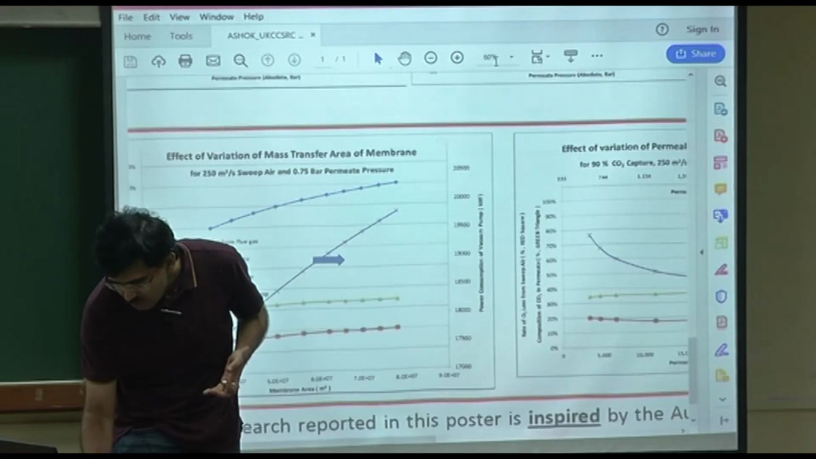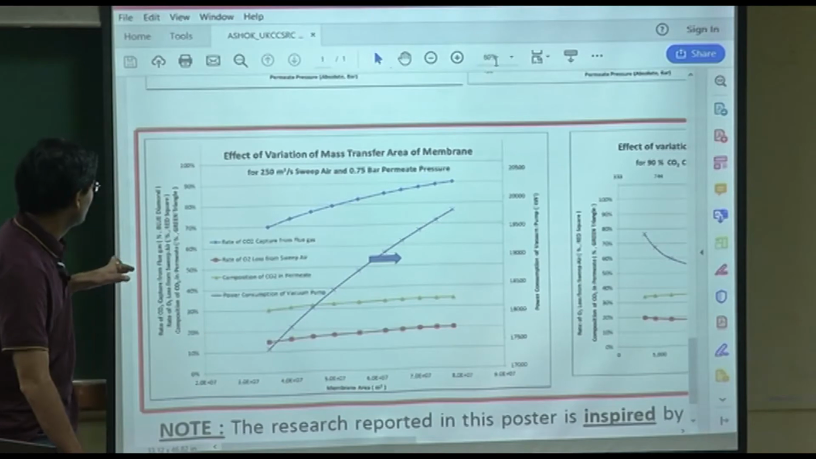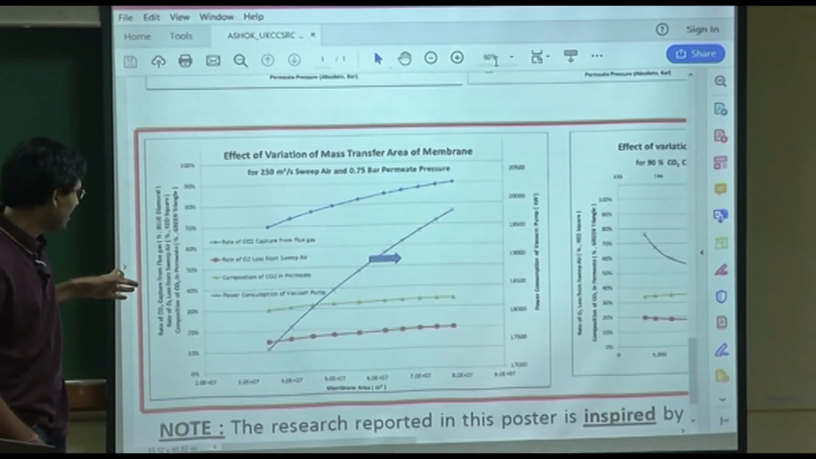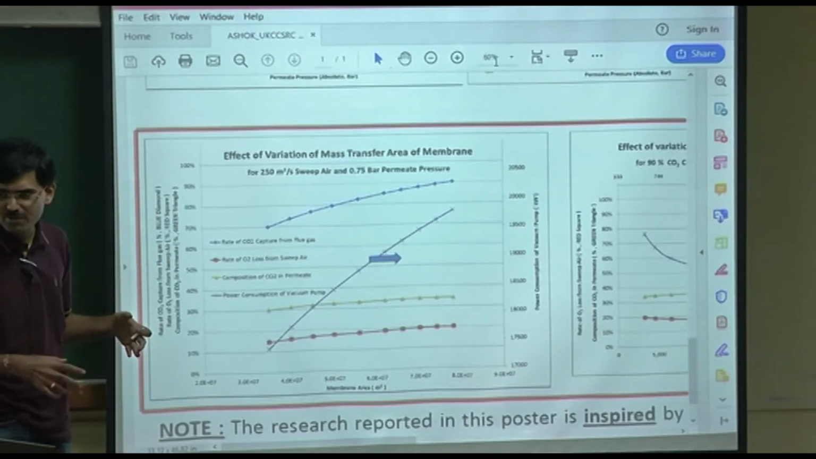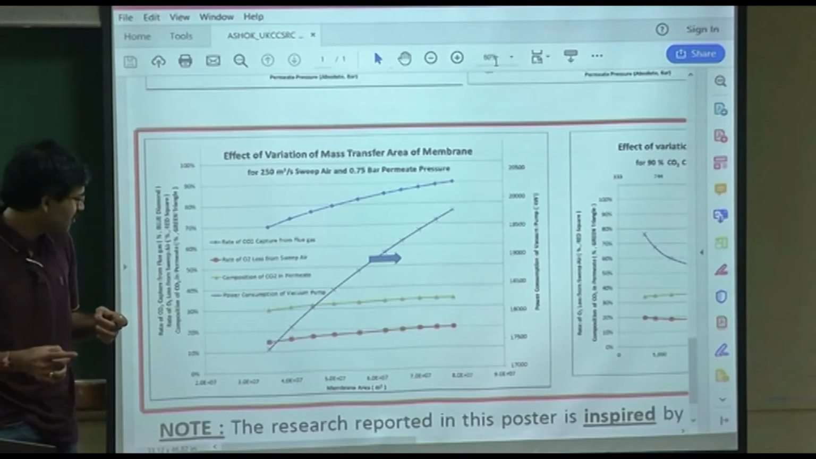And what is this? Yeah, so the mass transfer area and all. So the basic part is that this gas turbine part was done by Thermoflex, but the membrane part was done by programming in this Excel. So that was it.